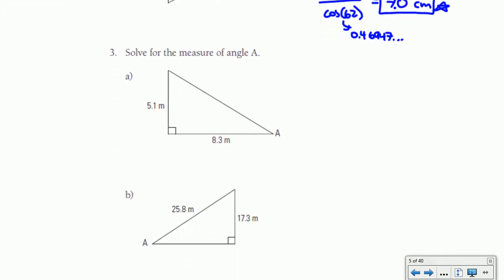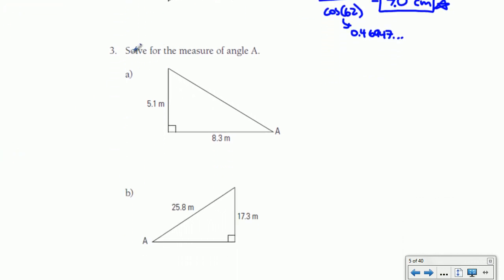Okay, on to 3. Solve for the measure of angle A. Angle A is there. Opposite is that, and adjacent is that. We don't have the hypotenuse, we don't need it. Which of the trig ratios do we need? We have opposite and adjacent, and we want this angle theta, or A as it's called here.